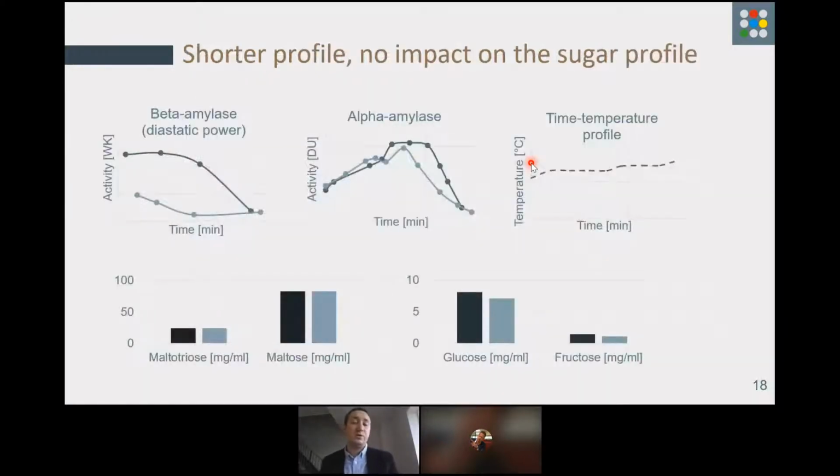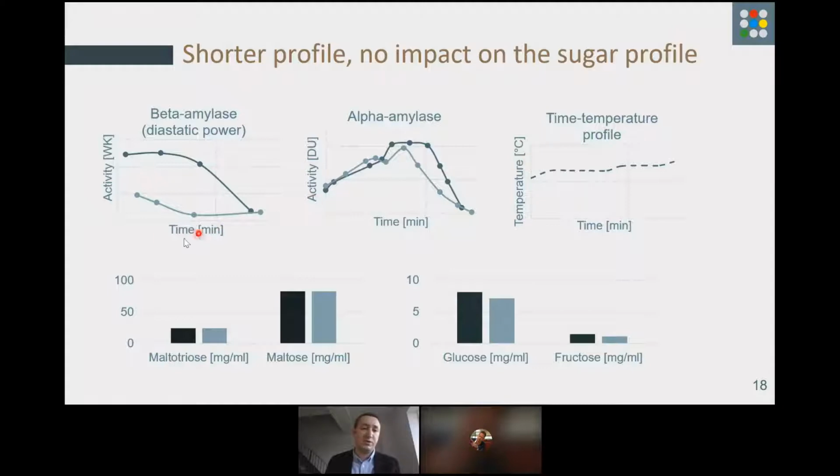And what we did was, by using a recipe common in the industry and a regime common in the industry, we monitor the enzymatic activity of alpha and beta amylase. And at the same time, we suggested a shorter time-temperature profile. In this case, it was only 5 minutes.